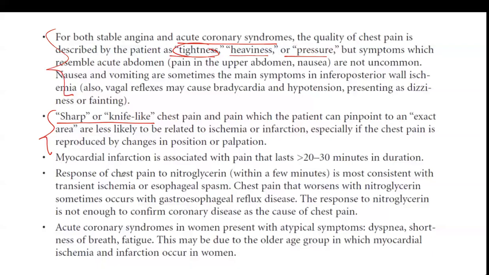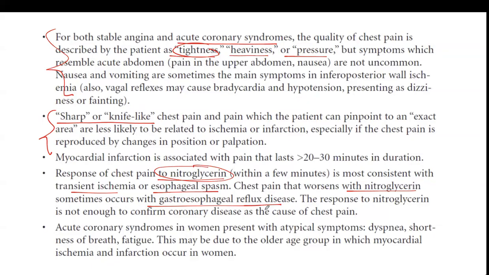Now, if a chest pain responds to glyceryl trinitrate or nitroglycerin spray, most of the time you would think it is most likely related to ischemic heart disease, or it can be esophageal spasm. Always remember the chest pain that gets worse with nitroglycerin could be due to gastroesophageal reflux disease.